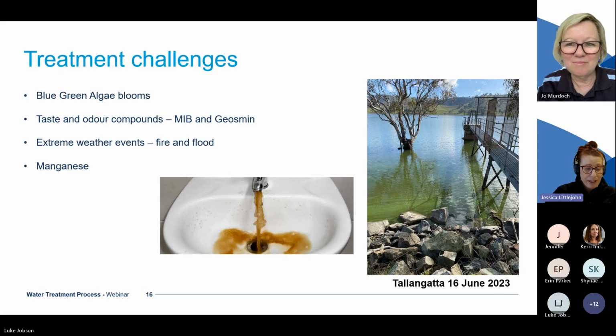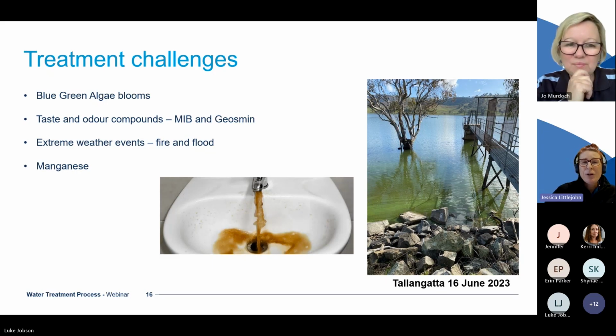Over the past 3 years, we've really seen a significant increase in the number and the extent of blue-green algae blooms across our region. This photo here was taken at Tallangatta in June of last year, which is very unusual for an algae bloom to be persisting through the winter months. So that causes us some treatment challenges at a lot of our plants to make sure that we're extracting that algae from the water before it goes through our treatment process.